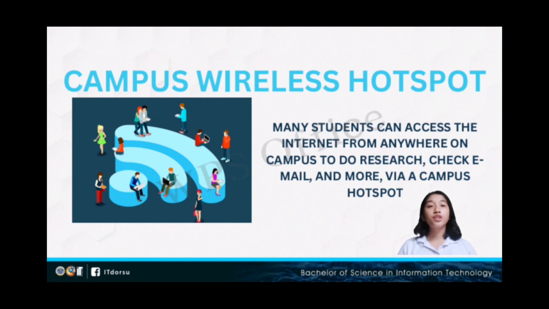Okay, next is campus wireless hotspot. If we can have a fast connection, we can easily access the internet from anywhere on a campus to do our research and assignments. So the hotspot provides internet to wireless devices by using Wi-Fi. This is convenient to those big circles of people who need internet connections to do their specific tasks.